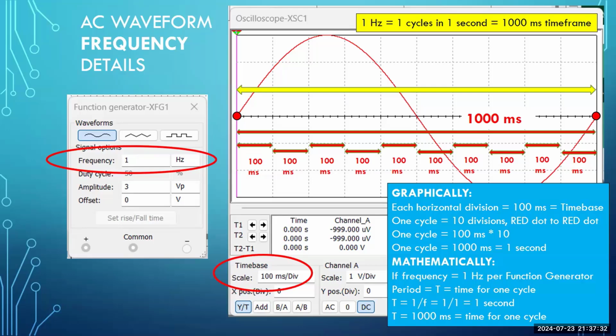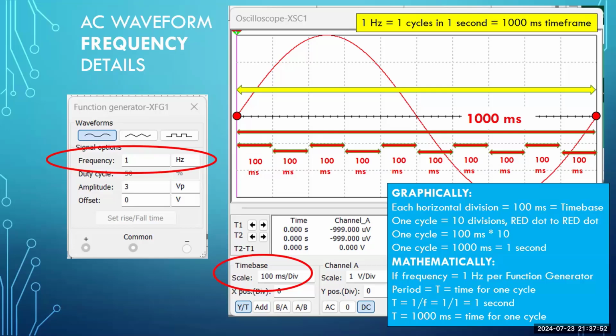And then the amplitude here happens to be 3-volt peak. All right. So let's take a look at the red dot to red dot. I have the waveform starting at the left red dot, rotating up to a positive peak, down to the 0 line, rotating to a negative peak, and then back up to the 0 line.